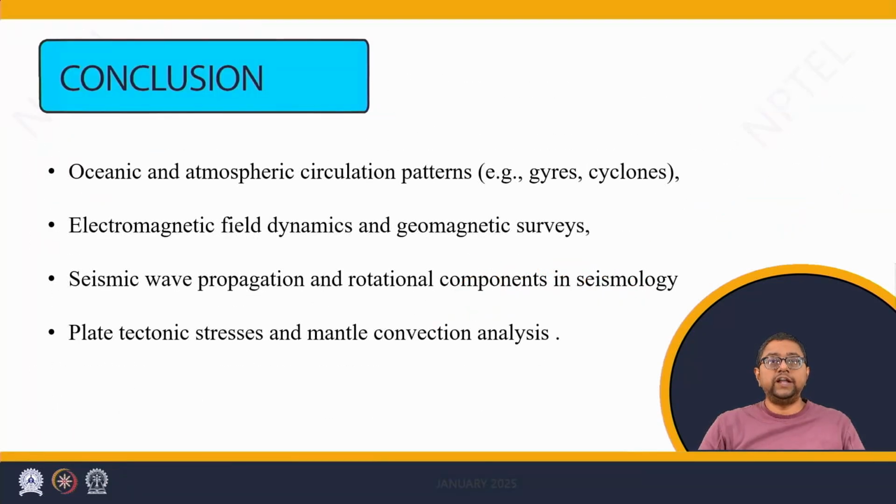Having gone through the various aspects of curl and Stokes theorem and the relation with geophysical applications, it can be understood that the curl and Stokes theorem are of utmost importance in various geophysical applications such as oceanic and atmospheric circulation patterns, electromagnetic field dynamics, and geomagnetic surveys. We have also looked at seismic wave propagation and rotational components in seismology as applications of various fields and vector operations in previous lectures.